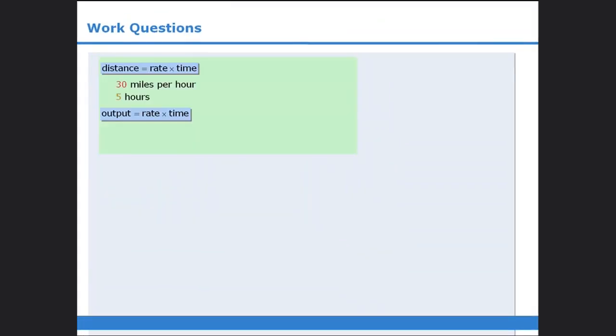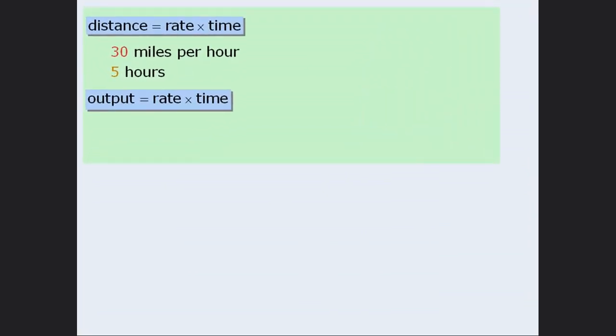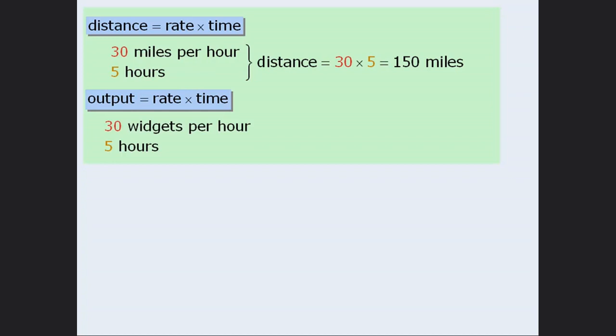First, if a car travels at a rate of 30 miles per hour for 5 hours, then the distance traveled will equal the rate of 30 miles per hour multiplied by the time of 5 hours to get a distance of 150 miles. Compare this to a situation where a certain machine makes widgets at a rate of 30 widgets per hour. If the machine operates for 5 hours, then the total output will equal the rate of 30 widgets per hour multiplied by the time of 5 hours to get an output of 150 widgets.